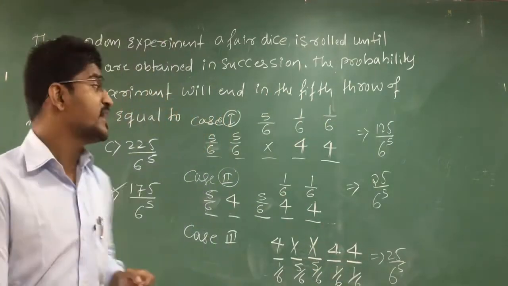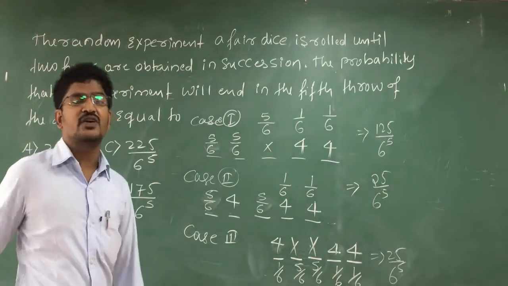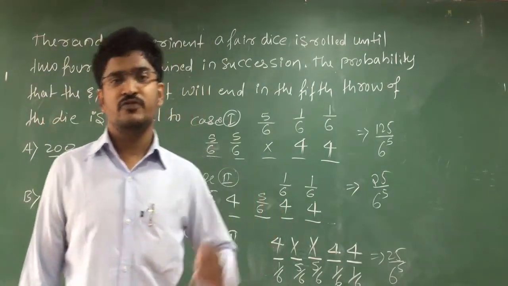So that will be your correct answer. So that is 175 divided by 6 to the power of 5.